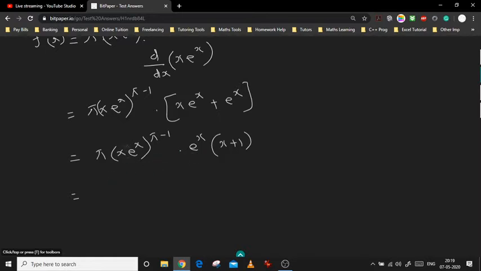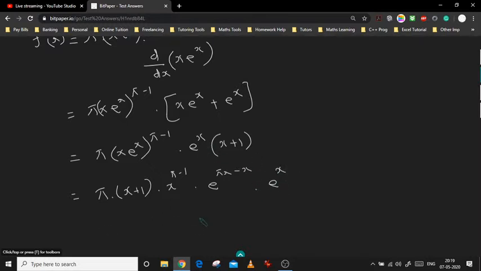Let me see how to combine this one. This pi I keep as it is, and this x plus 1 I put as it is, and this is x raised to the power of pi minus 1. So this one I combine like this. This e power x is also raised to the power of pi minus 1. So therefore this is going to be e power pi x. We just have to multiply the power minus x, and we already have one more e power x.